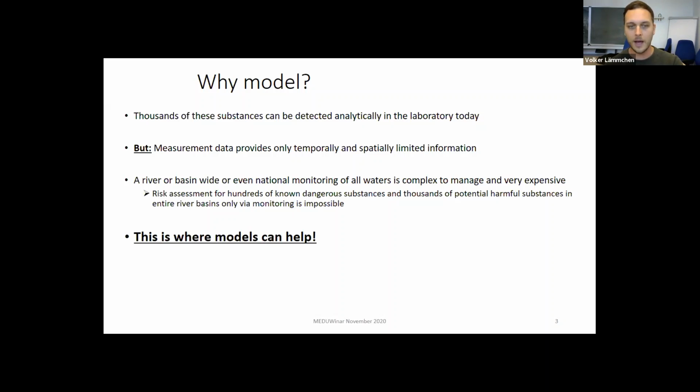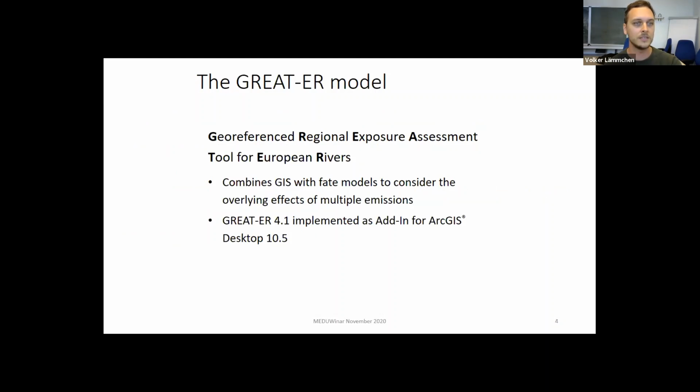So the model that we use at Osnabrück University is the so-called GREATER model, where GREATER is an acronym for Georeferenced Regional Exposure Assessment Tool for European Rivers. The GREATER model combines a GIS with fate models to consider the overlying effects of multiple emissions, where the current version, GREATER 4.1, is implemented as an add-in for ArcGIS Desktop version 10.5.